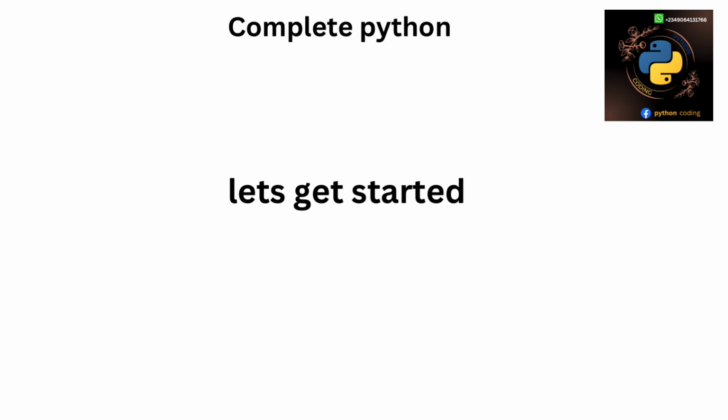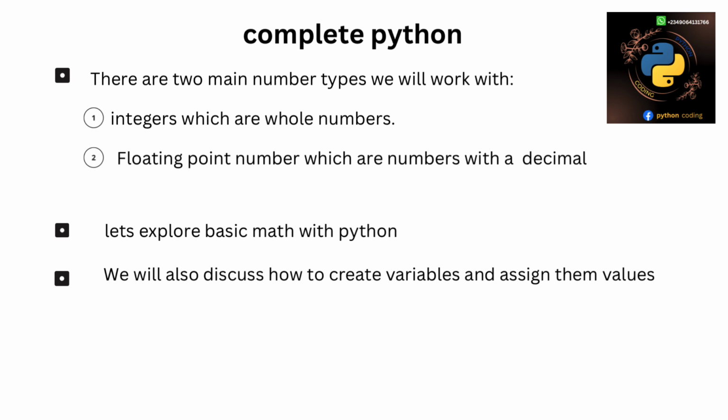So here we go. Let's get started. There are two main number types we will discuss: integers, which are whole numbers, and floating points, which are numbers with decimals. So we are going to explore basic math with Python. We will discuss how to create variables and assign them values. So let's go into our Jupyter notebook.